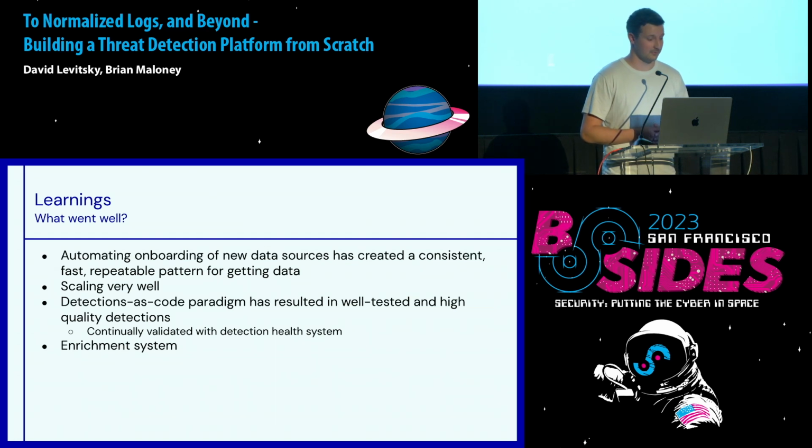Scale has been great. Again, taking a cloud native approach lets us scale really well, very cost effectively, notably with the Lambda and the SQS. Following the detections as code paradigm and applying software engineering to our DNR function has resulted in pretty well tested and high quality detections where we have very high confidence by the time a detection ends up in production that it's going to run. Something is continuously checking, looking after it. And overall just building a lot of confidence. And the enrichment system is something that's been great for us, just adding that context, helping us get through investigations faster and able to prioritize things that come into the queue.